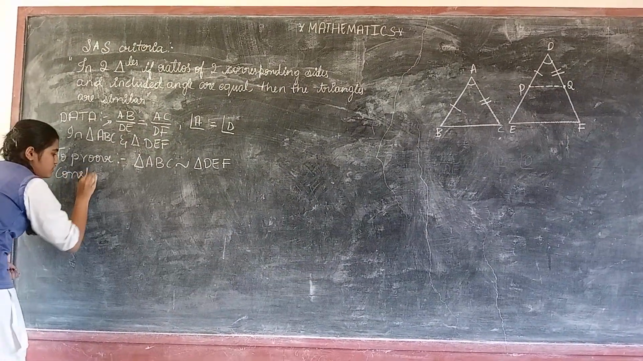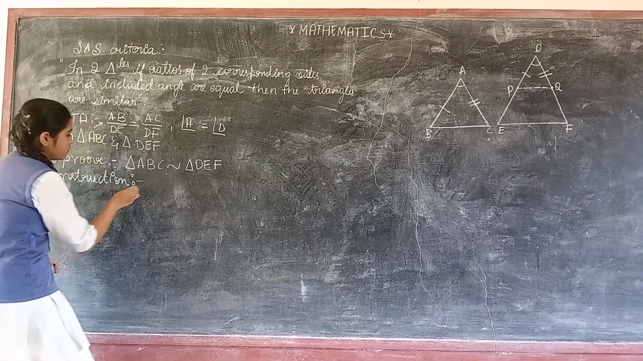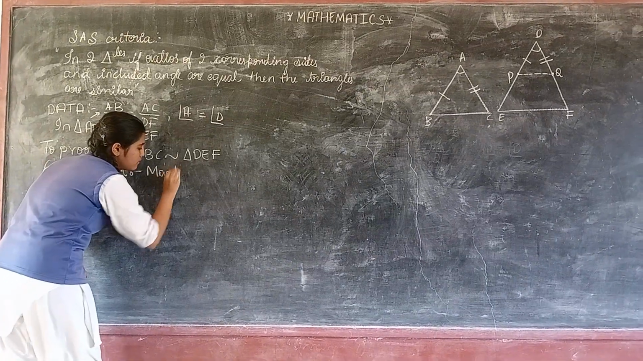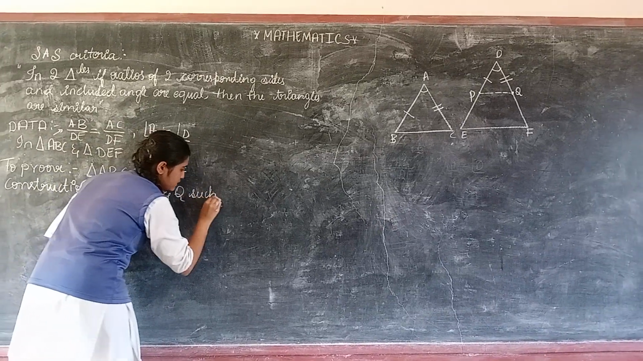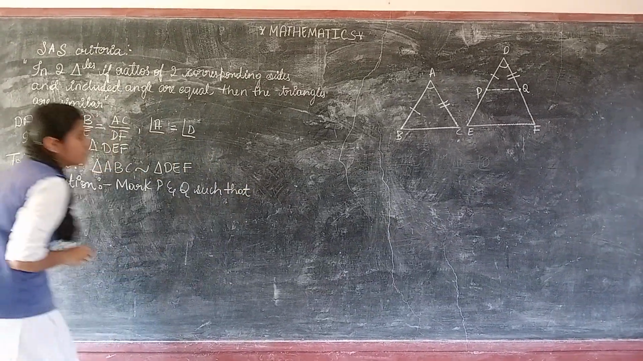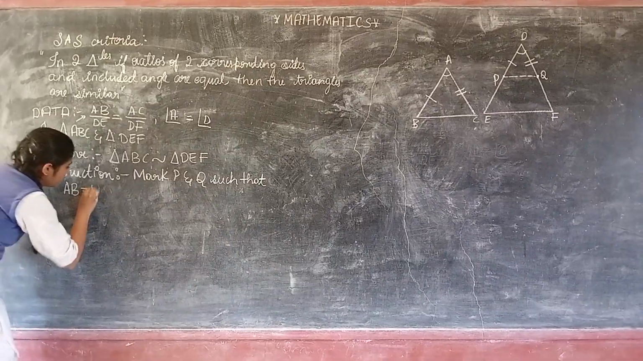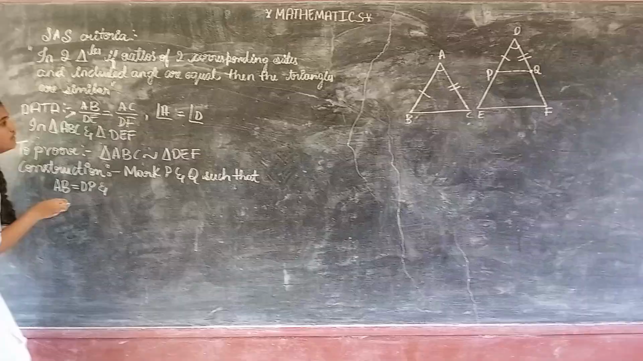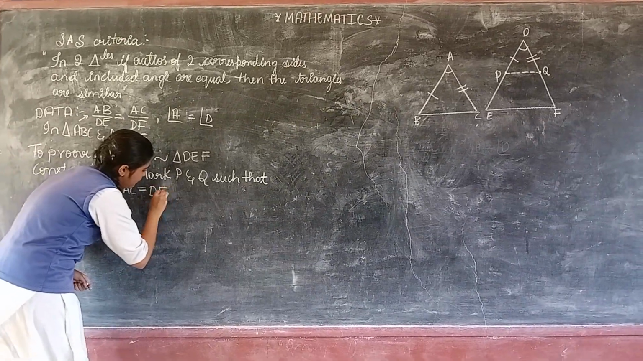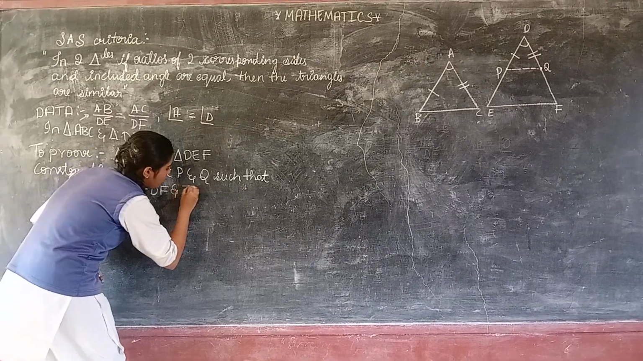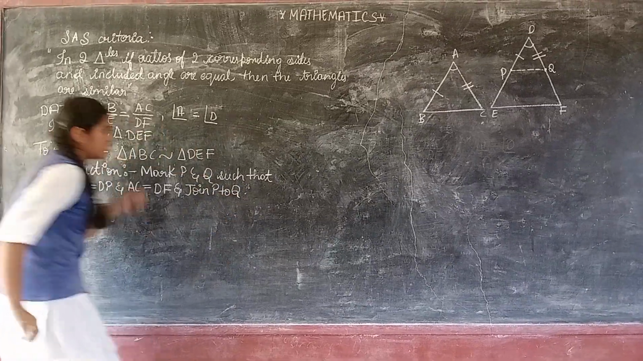Now we will write what we have constructed. Construction: mark P and Q such that AB is equal to DP and AC is equal to DQ, and join P to Q. Now this much is finished.